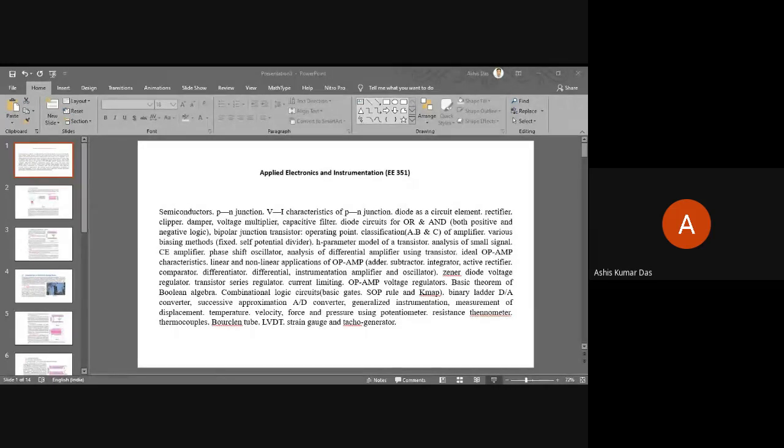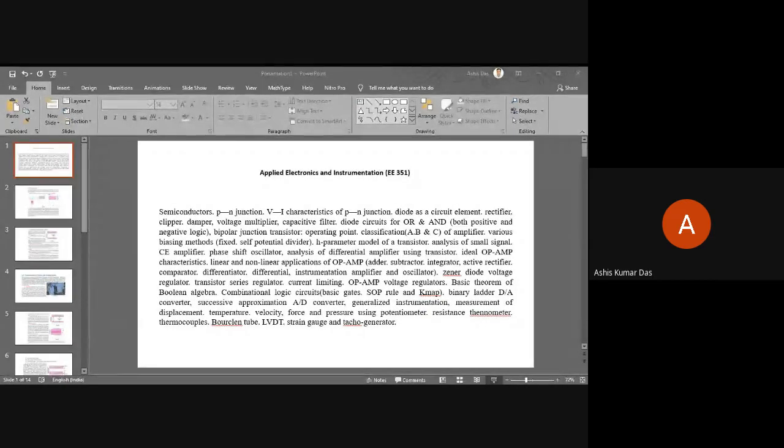What are the circuit elements? We can see that there are different circuit elements. We are going to study the rectifier, clipper, and clamper. Here it is written damper, but it is not a damper, it is a clamper, CLAMPER. Then we have voltage multiplier and capacitive filter. Under the rectifier, we are going to get information about the half-wave rectifier, full-wave rectifier, bridge rectifier, and so on.